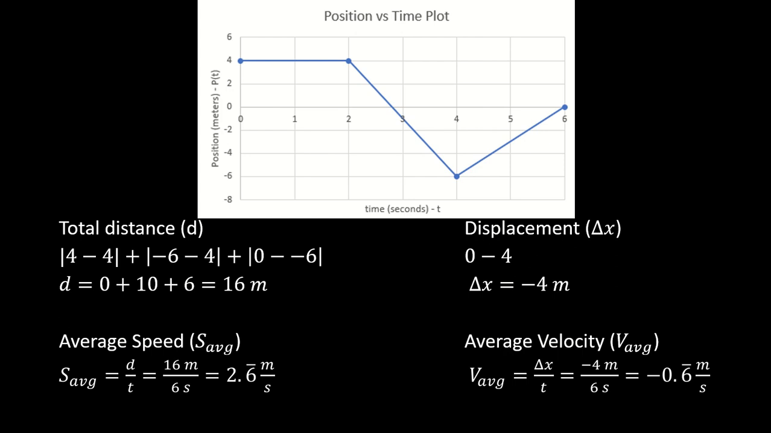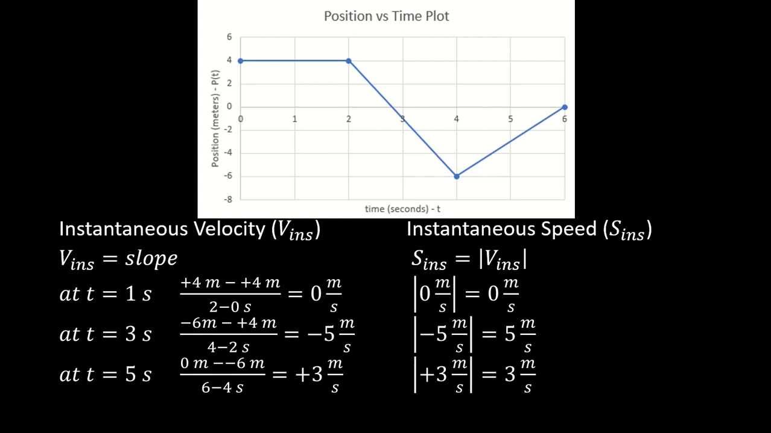Average velocity is similar, but instead of distance, we use displacement and divide that by time. Therefore, average velocity can also be a positive or negative value. It can have a direction. So -4 meters for the displacement divided by 6 seconds gives us -0.66 repeating meters per second as the average velocity for this position versus time plot.